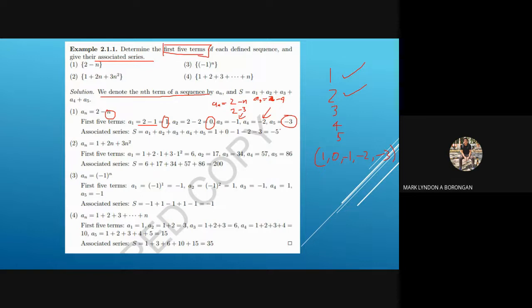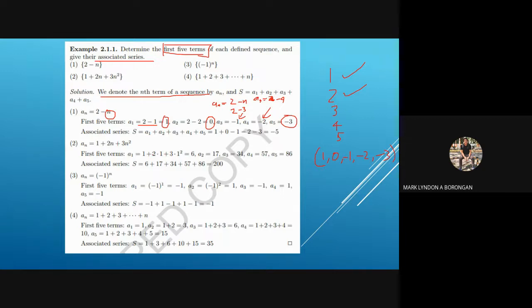Okay, another example. You have there A sub n is equal to 1 plus 2n plus 3n squared. We want to get its first 5 terms. All you have to do is the same thing here. Since we are looking for the first 5 terms, for the first term, which is A sub 1, our n will be 1. If 2, our n will be 2. If 3, our n will be 3. If 4, our n will be 4, and so on.